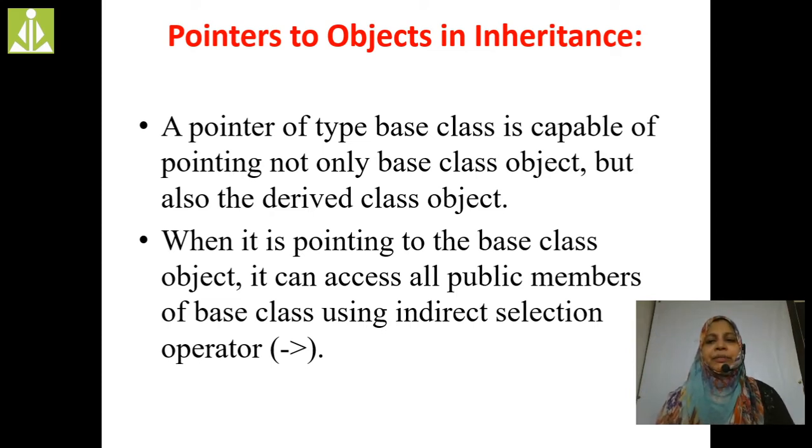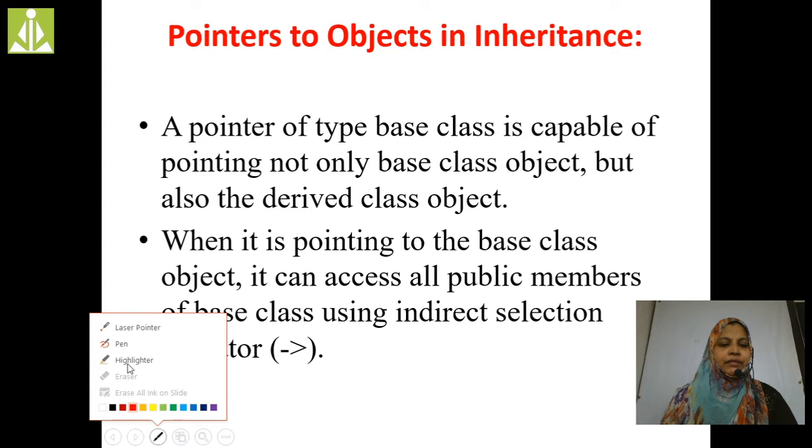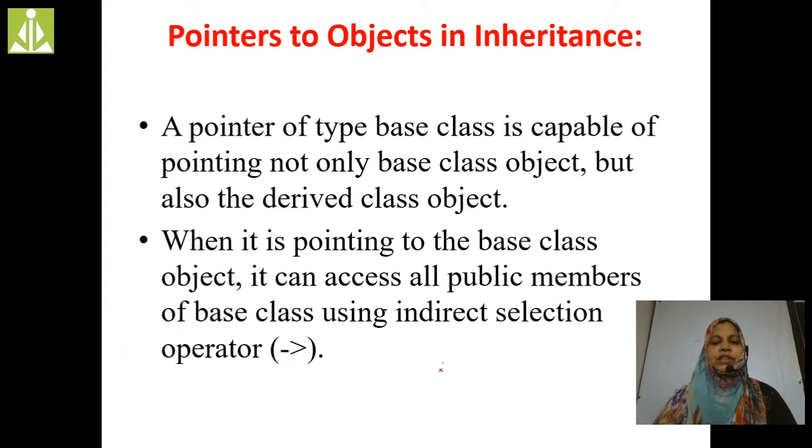A pointer is a variable which is used to store the address of another variable, right? Here we can create pointers to a class also. A pointer of type base class is capable of pointing not only to a base class object but also to a derived class object. Whenever we create a pointer for a base class, for example, here A is the base class and B is the derived class.